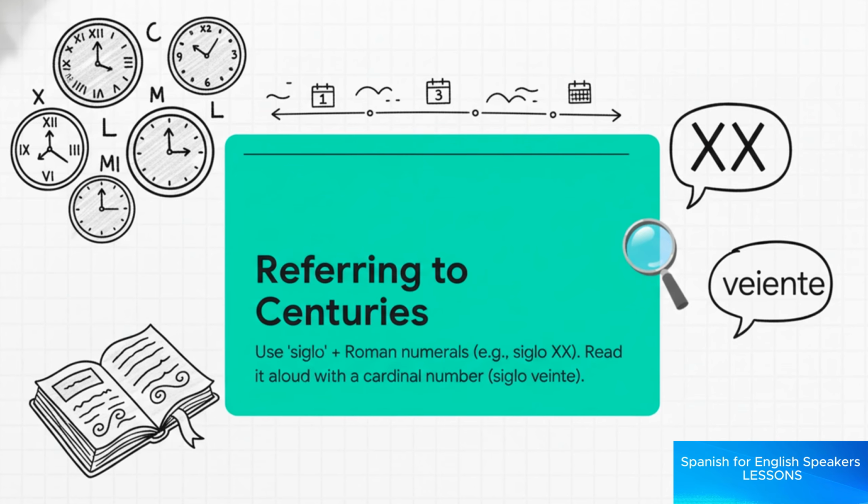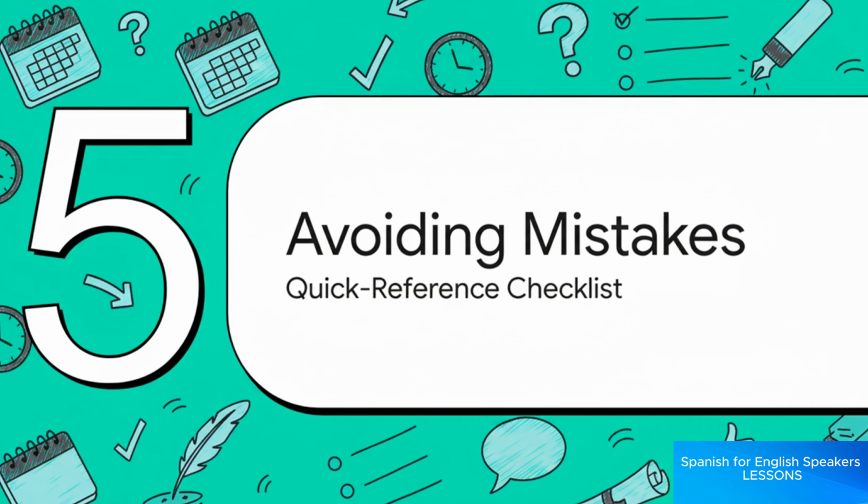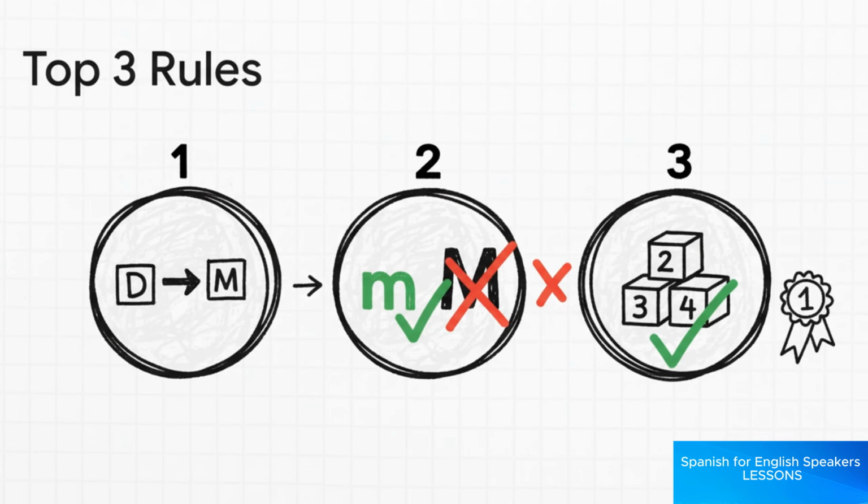All right, we're at the home stretch. Section 5. Let's pull everything together into a quick mental checklist to help you avoid the most common slip-ups. So if you remember nothing else from this, please remember these 3 things. 1. Day before month, always. 2. No capital letters for months or days of the week. And 3. Use the regular counting numbers for the days, with that one single exception for primero, the first. If you can get these right, you're going to sound way more natural and avoid a ton of confusion.